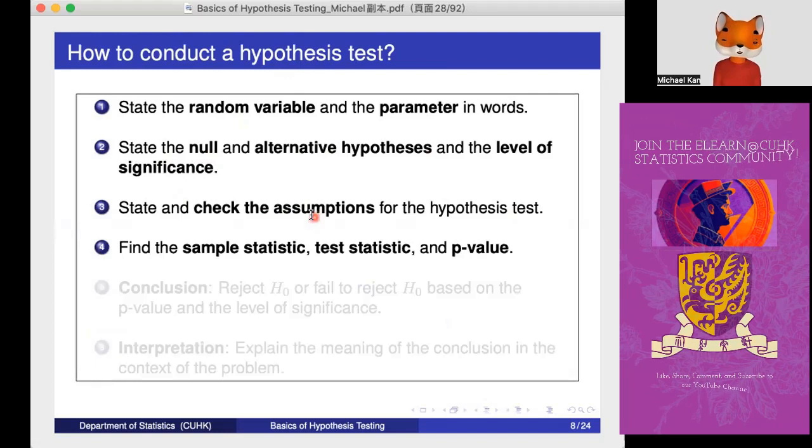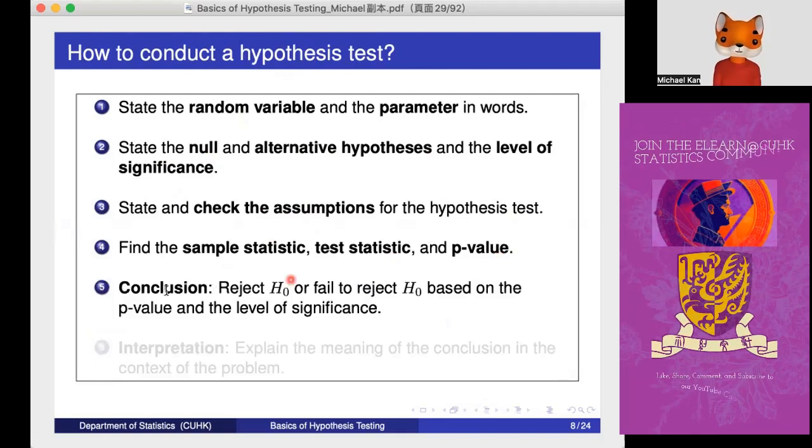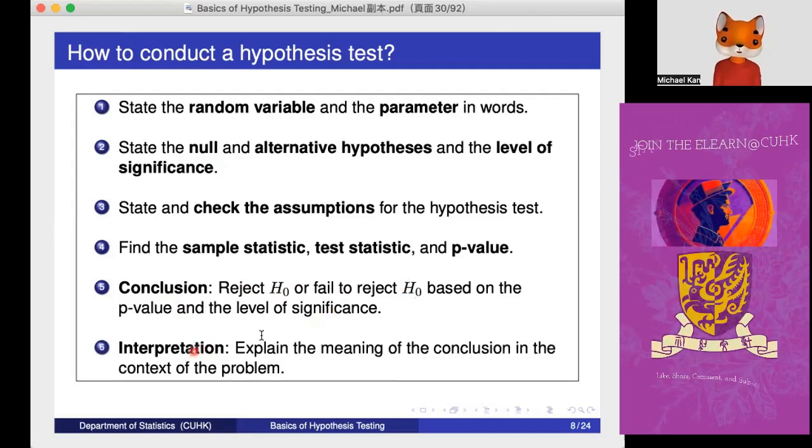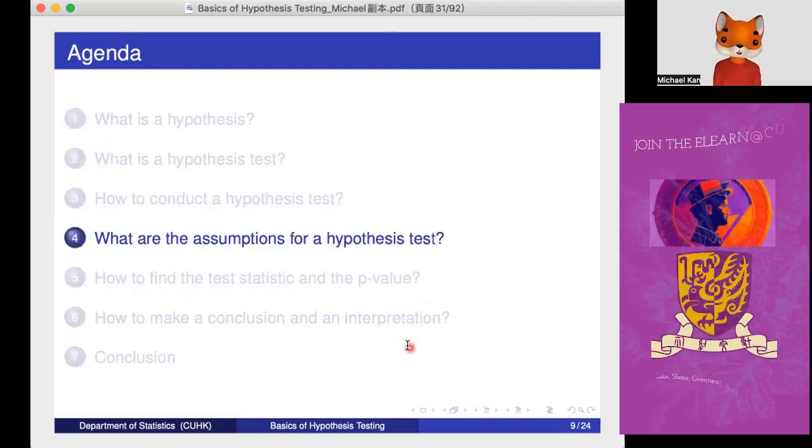Then we will calculate the sample statistic, test statistic, and p-value, which will be discussed later. Finally, we will draw a conclusion. Based on the p-value and significance level, we will decide whether to reject H0 or not reject it. At the same time, the reasons must be stated. The final step is to provide an explanation. We need to explain the practical significance of this conclusion based on the background of the problem.